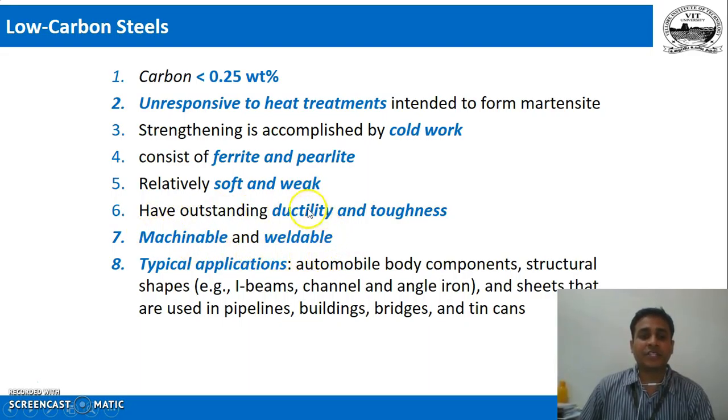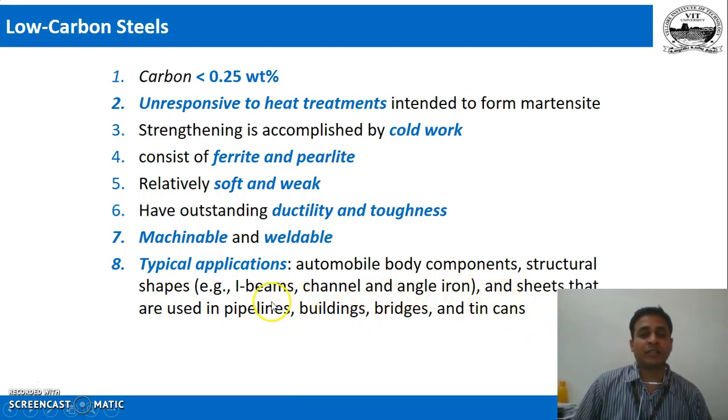Similarly, it is easily machinable because it is soft. You can use a lathe or whatever machine, so that you can remove some unwanted material and bring it to a shape. Typical applications for low carbon steels are automobile body components, structural shapes such as I-beams, channels, angle iron, and sheets that are used in pipelines, buildings, bridges and tin cans.